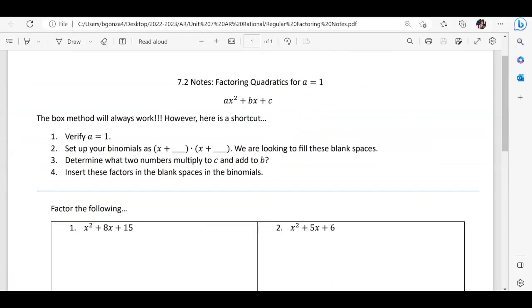Y'all got the 7.2 notes? Okay, so I'm going to show you a way that's easier. Okay, so I want everyone to listen for a minute, okay? So, hey, in the back, headphones, please, thank you so much.